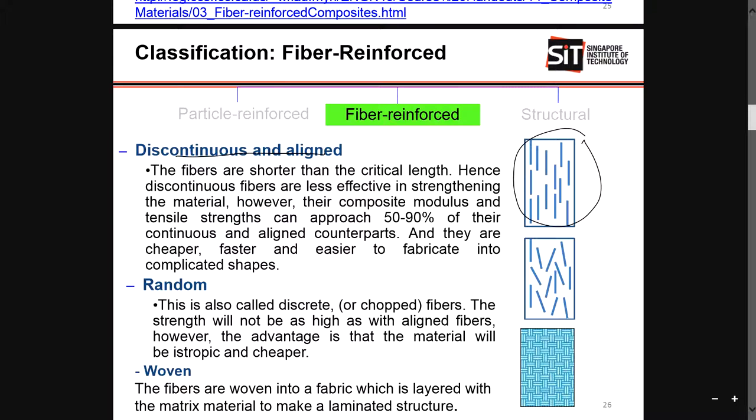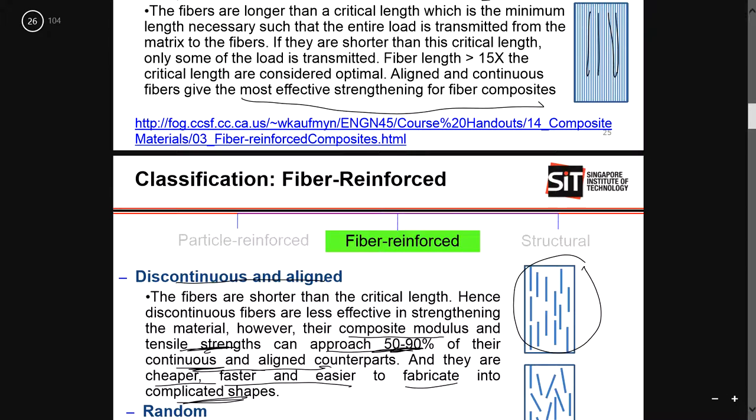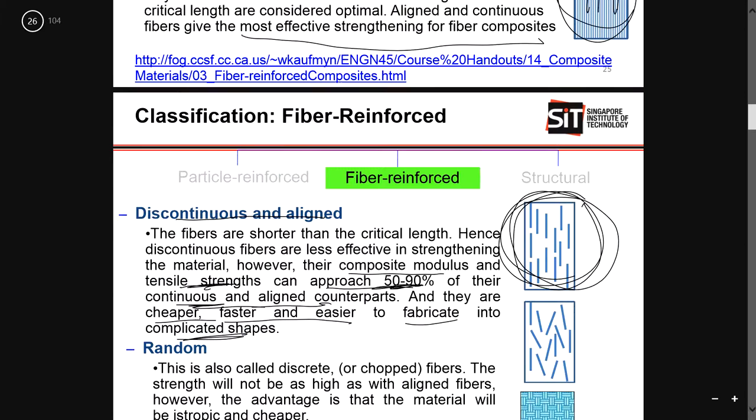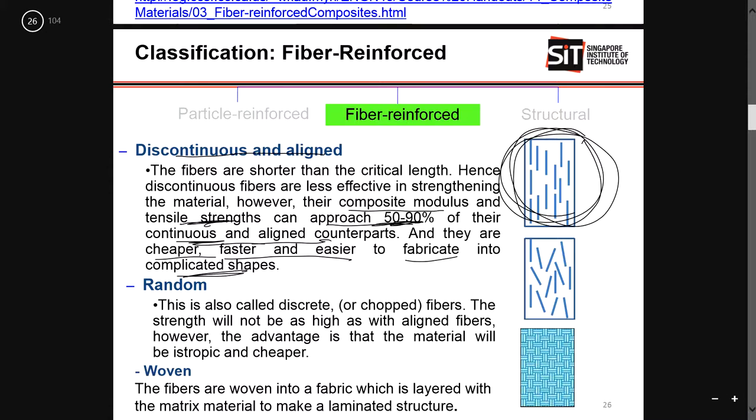Why we use this is because it's faster and easier to fabricate into whatever shape you want. However, their composite modulus, meaning the tensile strengths, can approach only 50 to 90% of their continuous and aligned counterparts. So if you compare the continuous with the discontinuous, the discontinuous strength is much lower, but it's easier to fabricate.